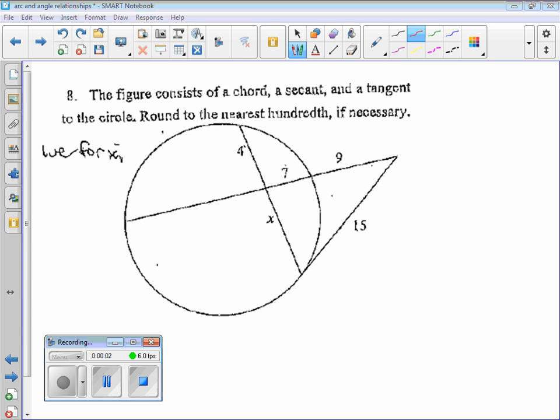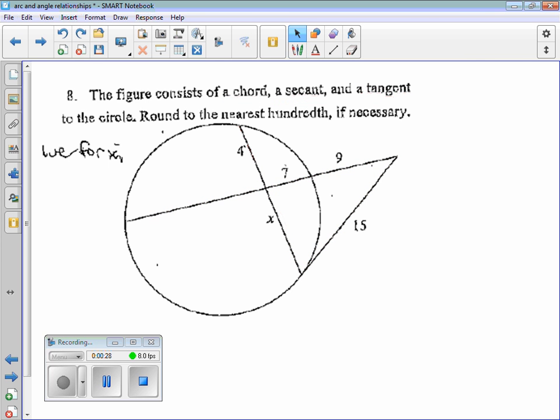Alright, so we're going to solve for missing segments inside of a circle. Now this one has a chord, a secant, and a tangent. We know which one's the chord. It's the one that runs in the circle. The tangent is the one that touches the circle at only one point, and the secant goes all the way through the circle.